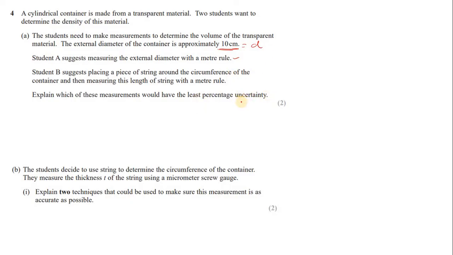So of course we can calculate the percentage uncertainty in both cases. So the diameter is 10 centimeter and student A is using it. So for student A, you can do the calculation. Percentage uncertainty is 0.1, which is the uncertainty or resolution of the meter rule, divided by the measurement, which is 10, times 100. So the answer will be 1%.